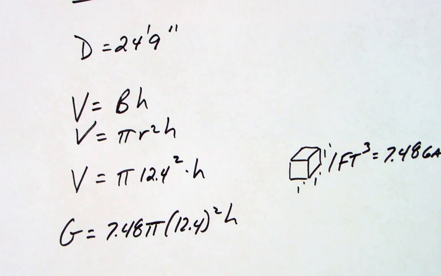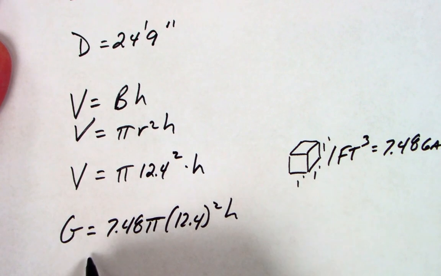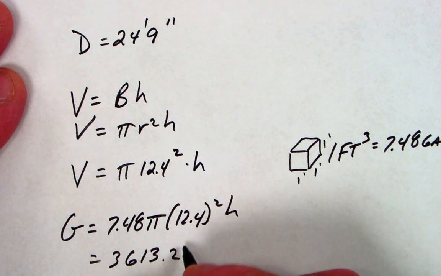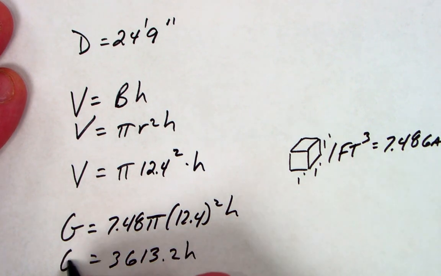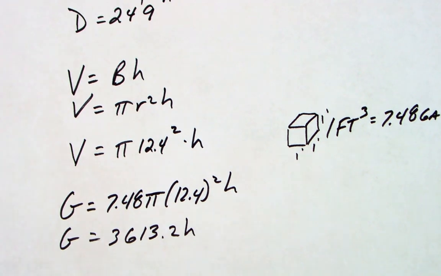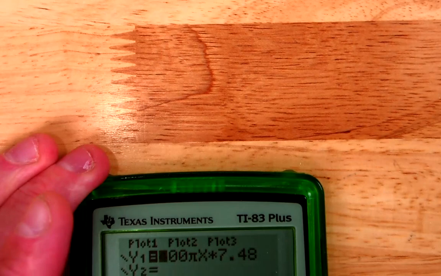She's typing it in, and she is figuring out what that is. So 7.48 times pi times 12.4 squared, what do we get? Okay. So a surprisingly easy function when we get it all done. Okay? So there's one particular skill that I'm aiming for on your calculator here. So let's take a look.